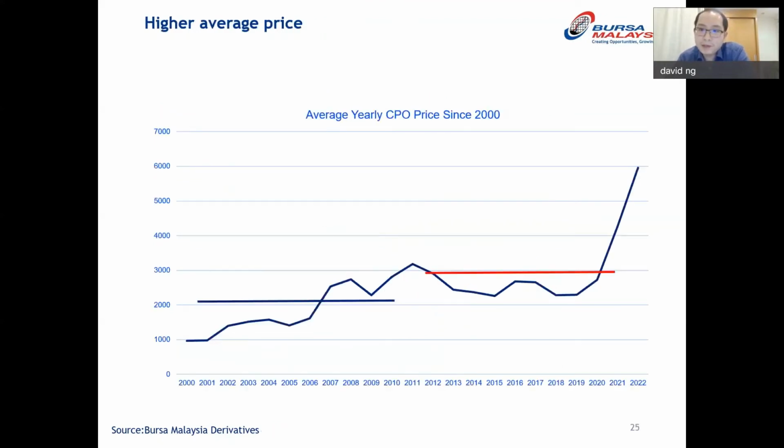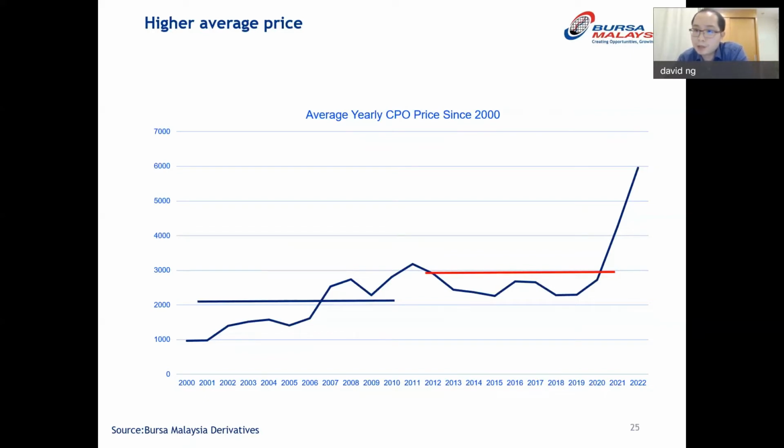Now, the reason I put this chart is because I just want to show you that over the past 2 decades or so, palm oil price in Malaysia has not been declining. In fact, if you just look at the average of the last 2 decades, the average of the CPO price has been moving higher and higher. Now, this is in line with the production cost as well.